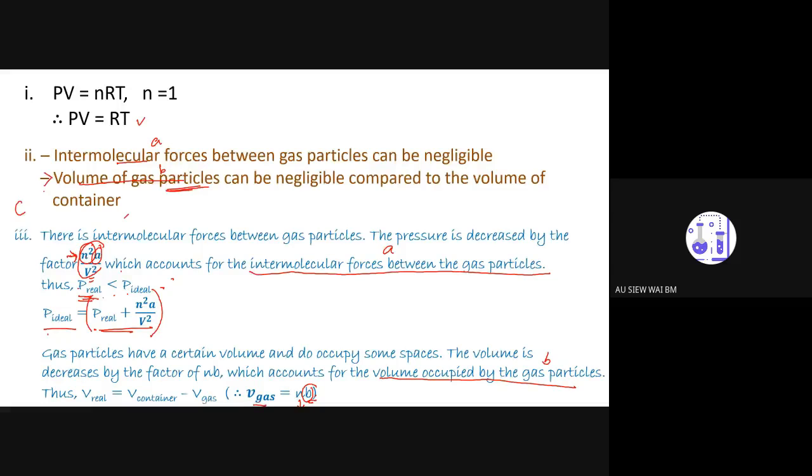So the gas, that means the volume occupied by the gas particle. So the gas particle has a certain volume and occupies some spaces. So the volume is decreased by the factor of NB. N that means number of mole, B that means the volume occupied by the gas particle. So that the V real, that means volume yang betul-betul boleh berlaku collision, akan become lesser. So the V real equal to the V container minus the V gas, the volume that is occupied by the gas particle. Boleh? Any questions?